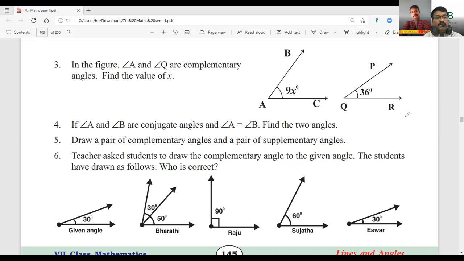That's it. Draw a pair of complementary angles and a pair of supplementary angles. We can draw them. Okay, so I can draw here.